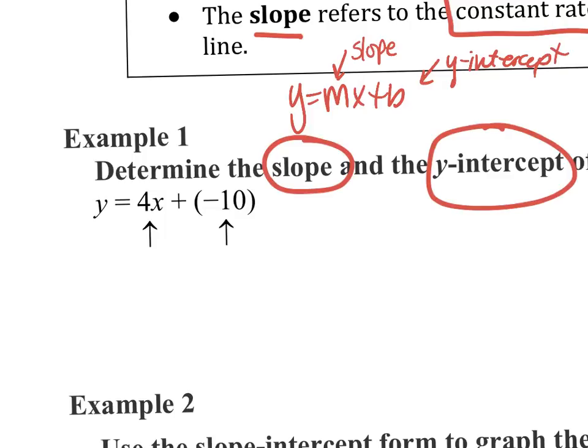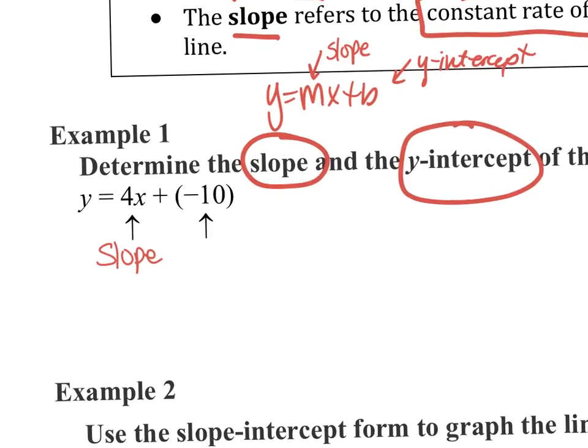In this equation they gave us, which of those numbers is my slope? 4. You're just identifying each piece, labeling it. So then what's the y-intercept? -10.